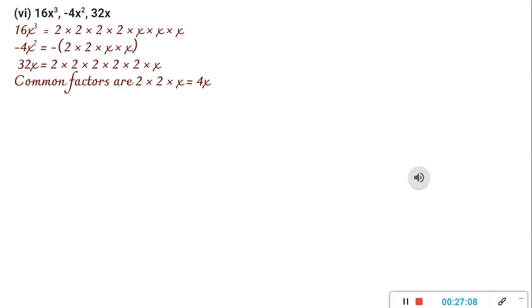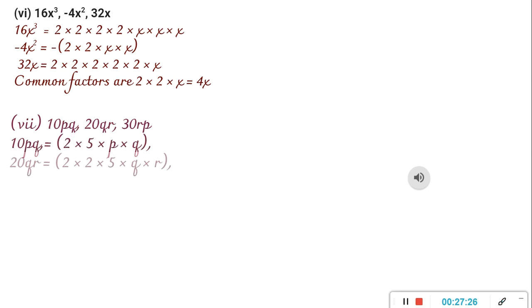Okay. Now question number 7. 10PQ, 20QR, 30RP. So here 10PQ, that is 10, 2 into 5, P into Q, PQ. 20QR, 20 is 2 into 2 into 5 into Q into R, QR. 30RP is 2 into 3 into 5 into R into P. So here what are common?